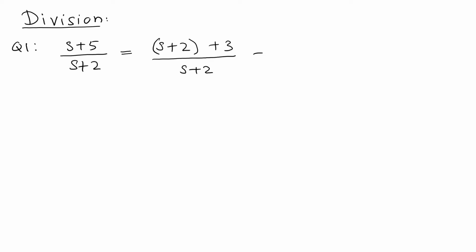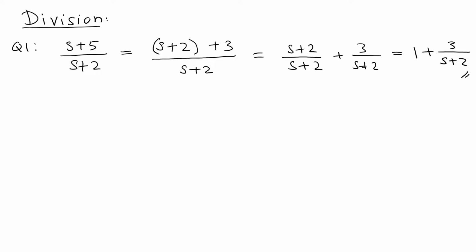Now we can split them. We can write this as two fractions. We can write the first one as s plus 2 over s plus 2, and then we have 3 over s plus 2. So that means finally your answer is going to be 1 plus 3 over s plus 2. So that is how we can rewrite something like that, just using simple algebra.